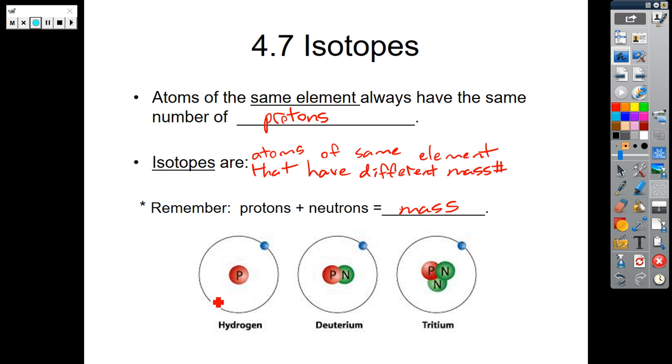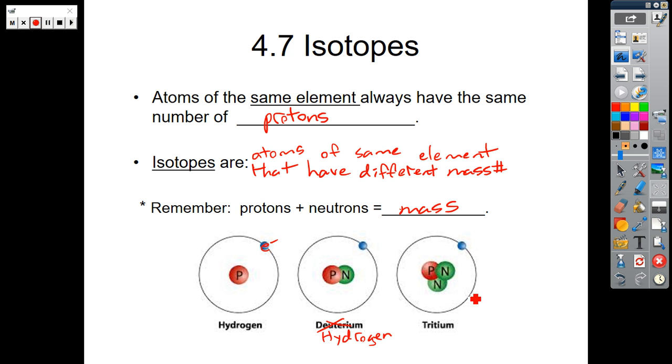Here's an atom of hydrogen. It's got one proton, and this is an electron here on the outside of the atom. Now this picture says deuterium, but really this is hydrogen as well. Deuterium is just a special name for this particular isotope of hydrogen that weighs 2, but it's just got an extra neutron. But it's still the same element, it's still hydrogen because it's only got one proton.